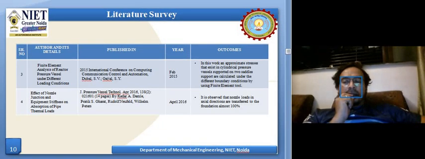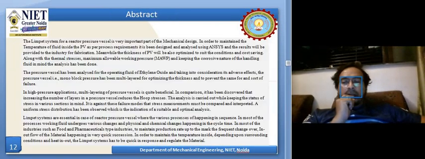These are the various papers. I have almost seen 8 to 9 papers, and the summary is being mentioned. This is the abstract of my project.